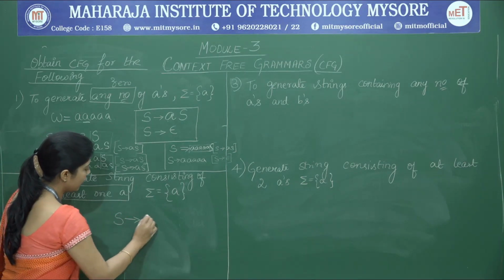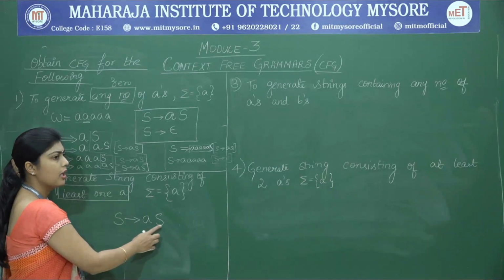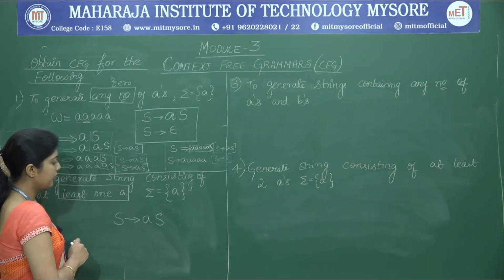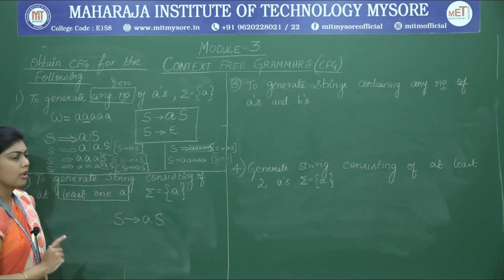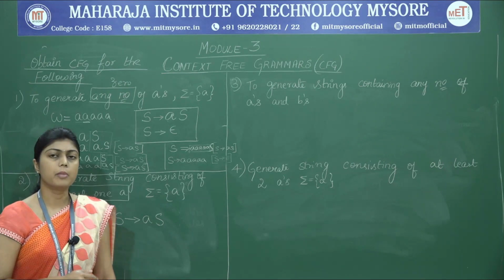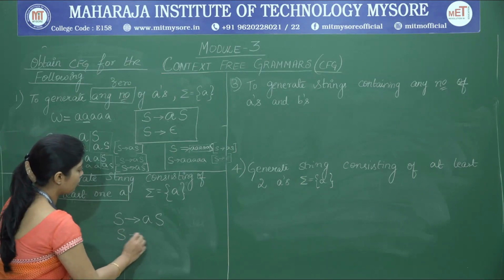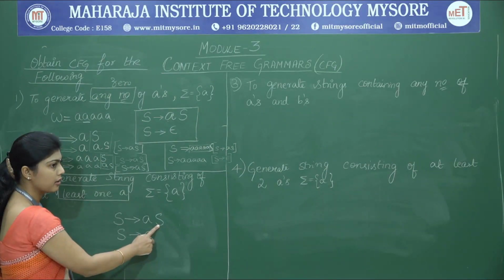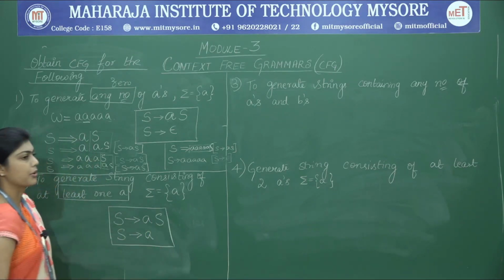So S goes to AS. So we know that S goes to AS is always going to generate one and more number of A's from the previous problem. Also, it is given that the number of A's is at least 1. So when we say there is at least one A, the minimum number of A's that will be there in the string is 1. So therefore, S goes to A. So 1 A, more number of A's. So at least one A and more number of A's. So this is how we generate the rules of the grammar.